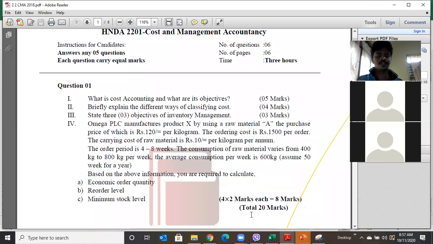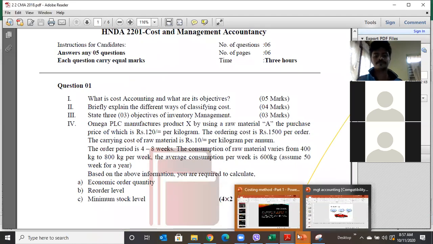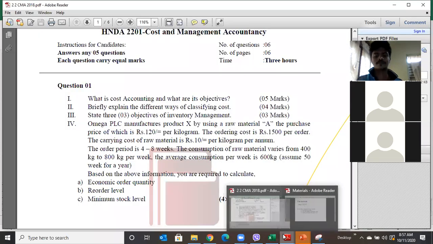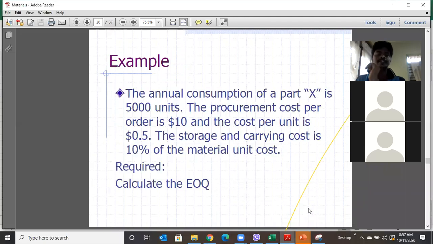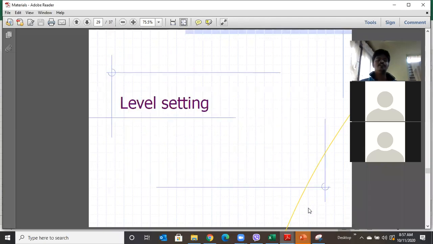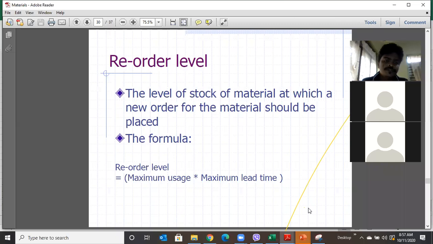The next one, reorder level. Here, under levels, we discuss some concepts. Reorder level: the level of stock of material at which a new order for the material should be placed.